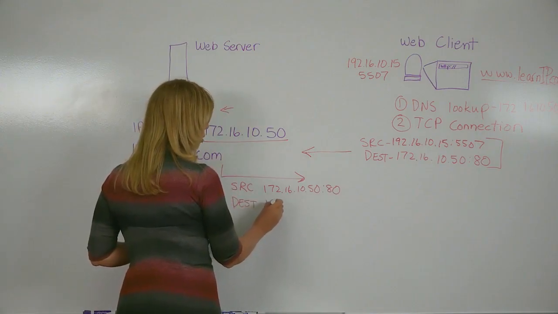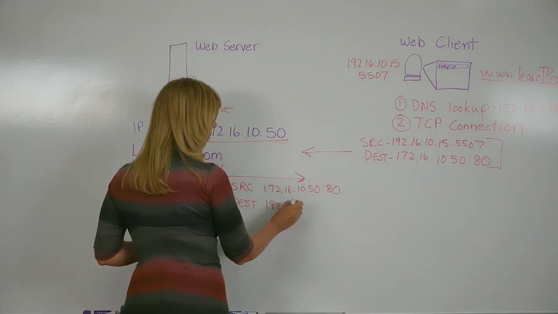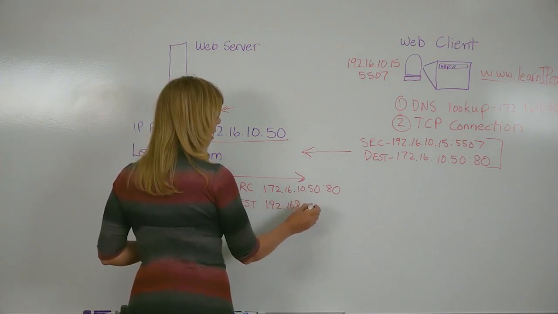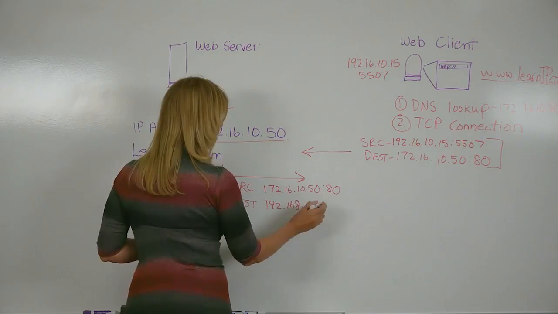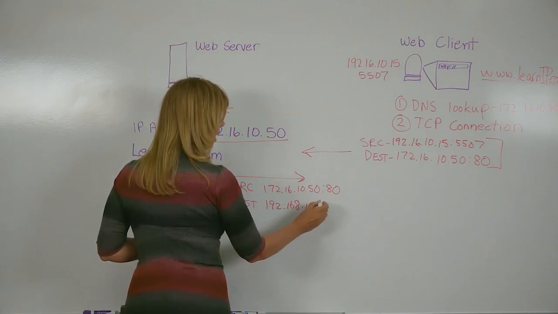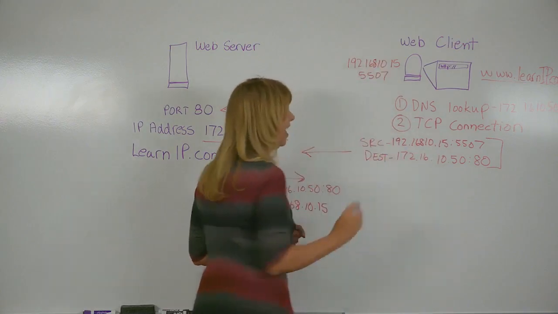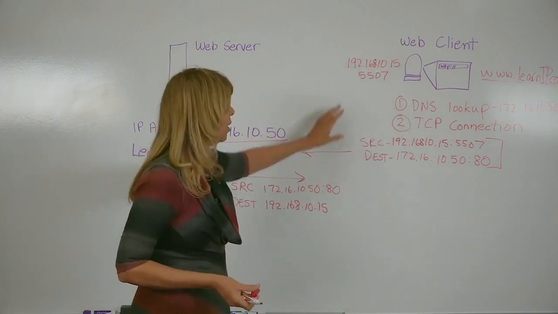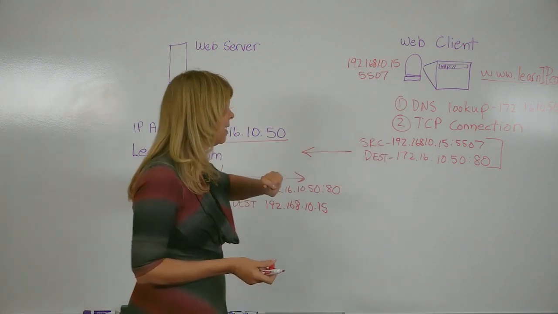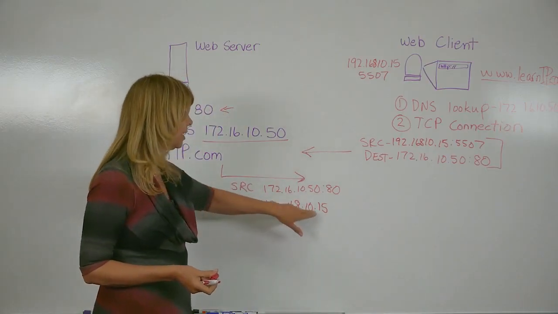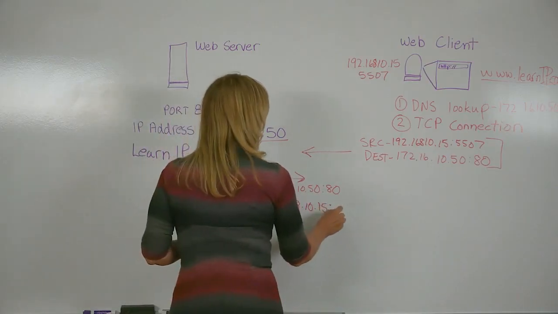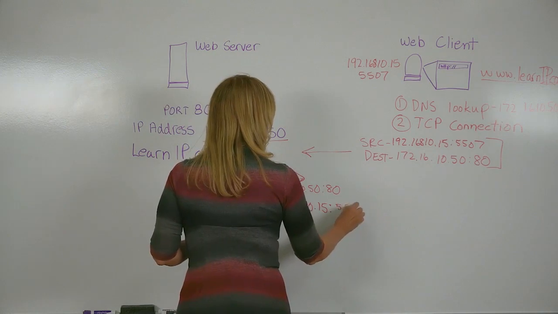is the 192.168.10.15, port 5507. And I just noticed I forgot the 8s on this side. There we go. Okay, so we have the 192.168.10.15 and the 192.168.10.15, port 5507.